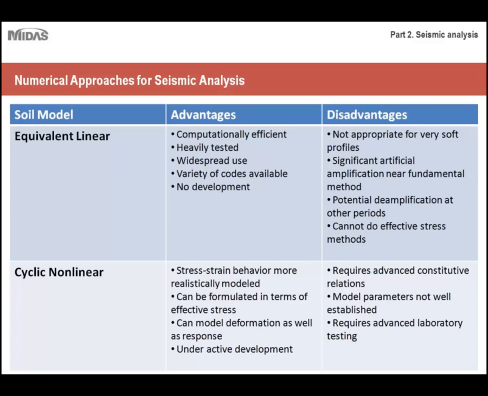In other words, it takes more variables into account, and because these variables are needed for cyclic nonlinear analysis, sometimes it can take longer to develop the constitutive models, or to find those variables. Modeling parameters are not well established, so because it's under active development, certain parameters that are available to you still have a larger margin of error than would be in equivalent linear analysis, where the tests are more stabilized.